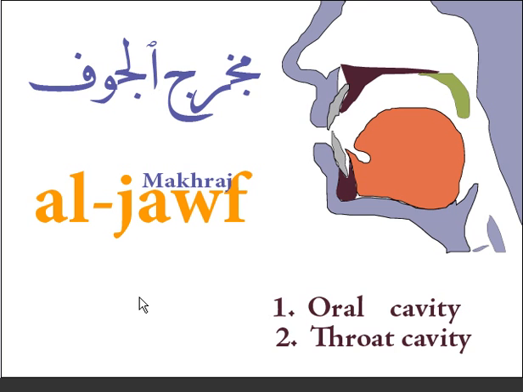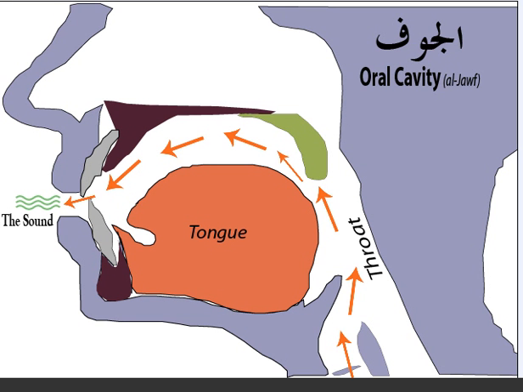By looking at this drawing of makhraj al-jawf, we see that the sound hits and vibrates through when the air produced from the lungs goes up through the throat and then comes through the roof of the mouth, between the roof of the mouth and the tongue, and then the sound is produced. So if it stops here, then it produces the letters of the throat. If it stops here, the qaf and the kaf. If it's here, then the jim and the shin and the ya. If it's here, then the mim, and so on.